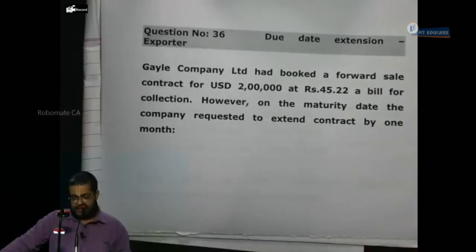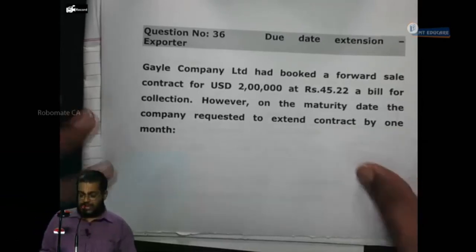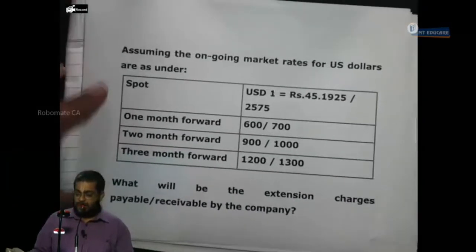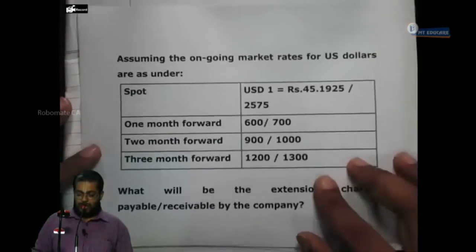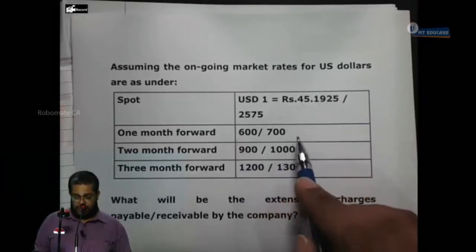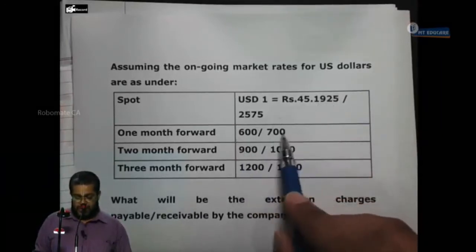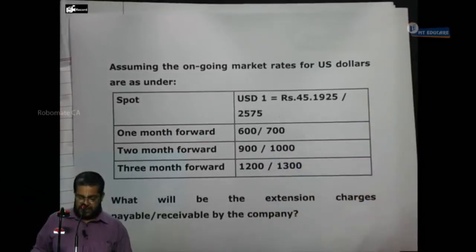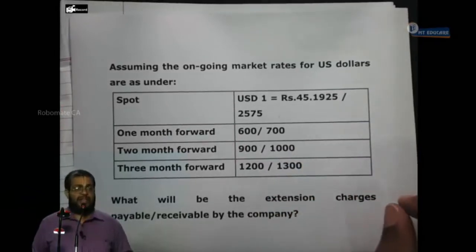Gale Company Limited had booked a forward sale contract for US dollar 2 lakhs at 45.22. Rate required or not required? A bill for collection. However, on maturity date, the company requested to extend the contract by 1 month. Assuming the ongoing market rates for US dollars are as follows: spot rate given, 1 month forward swap point given, 2 months, 3 months. What will be the extension charges payable or receivable by the company?